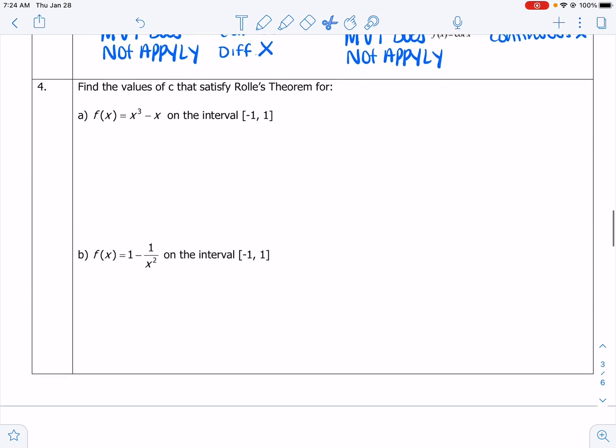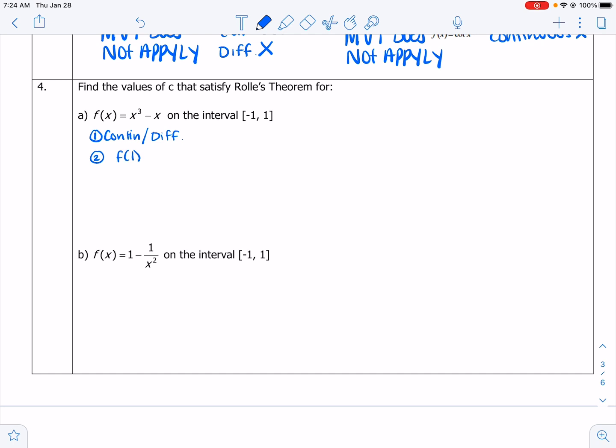Okay, number 4 says find the values of c that satisfy Rolle's theorem. If you take a look at A, again, we're checking the same conditions as yesterday. First of all, this graph is continuous. It's a polynomial. And it's differentiable. It's a polynomial. Now here's the deal. We just need to check the values of the endpoints.